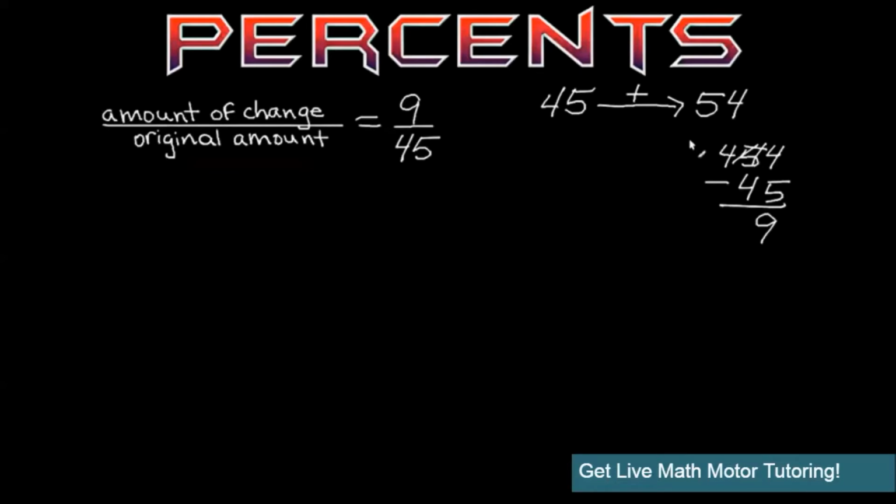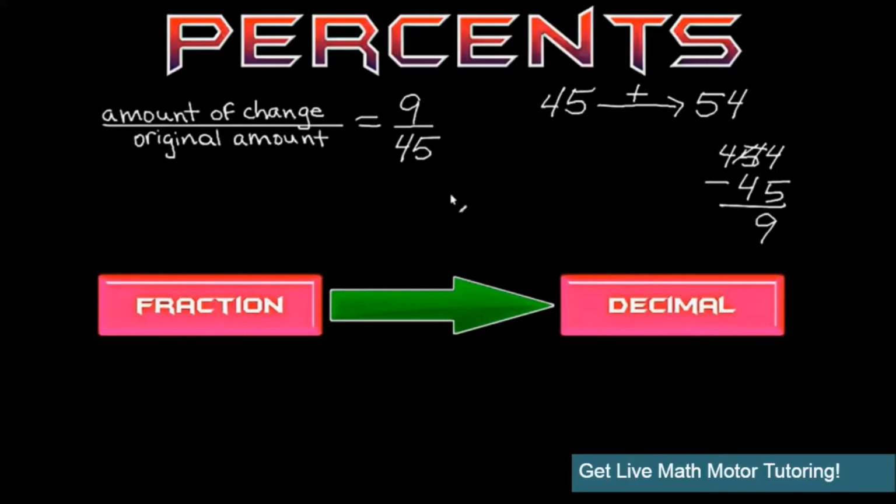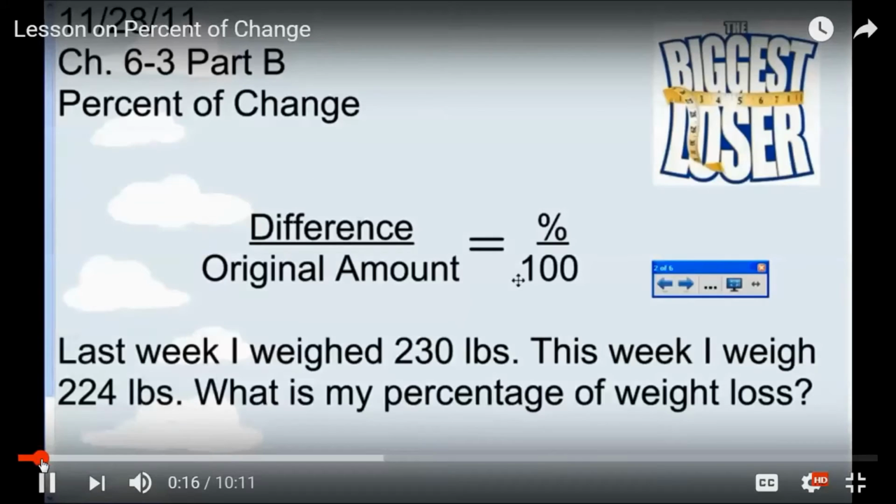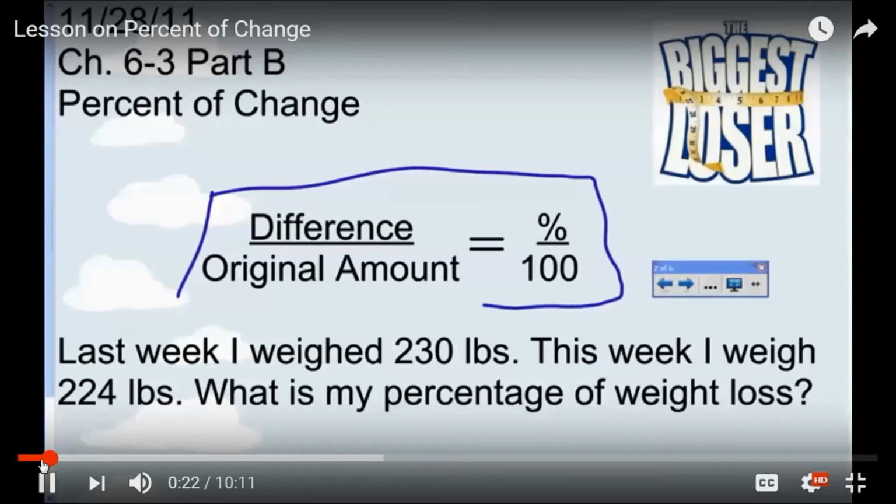Okay, now how do we find our percent? Well, first we have to convert this ratio fraction form here to a decimal, and then from the decimal we can go to the percent. Here's the formula that we're going to be using for this. Difference over original amount equals percent over 100. So this is right in line with all the other proportions we've been working on. We've done is over of equals percent over 100, part over whole equals percent over 100, and now we have difference over original amount.